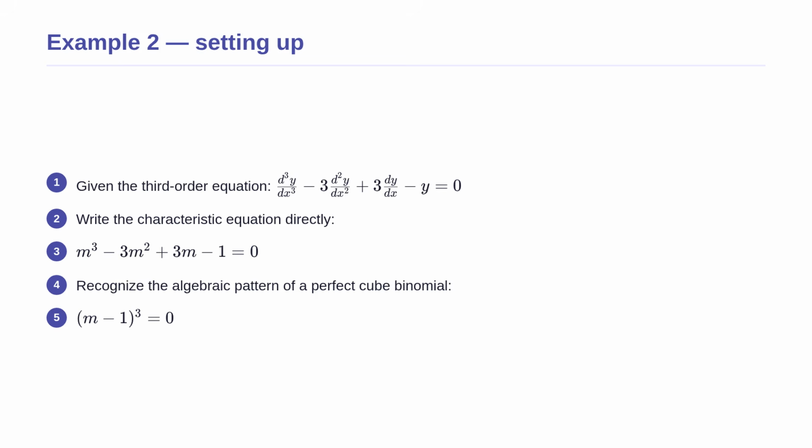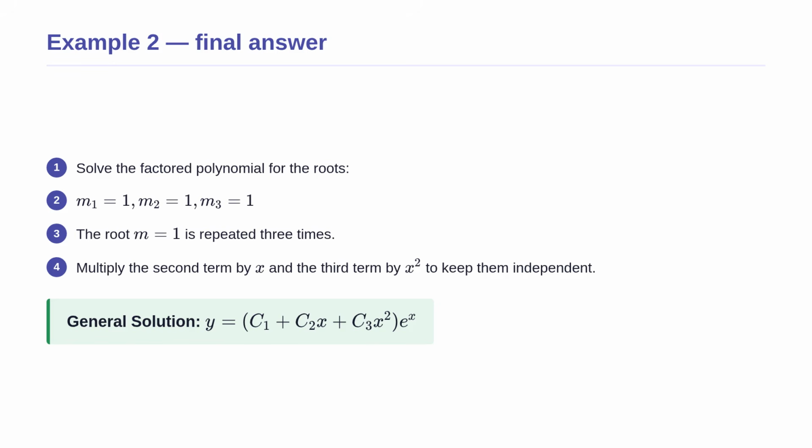Looking closely at the coefficients, we can recognize a familiar pattern from algebra. This specific polynomial is actually the exact expansion of the quantity m minus 1 raised to the third power. Continuing from our factored polynomial, we can easily see the roots. We have a single real root, positive 1, but it is repeated 3 separate times.